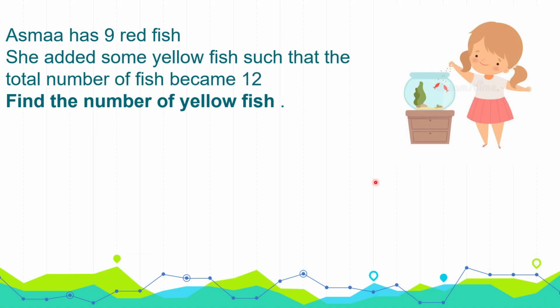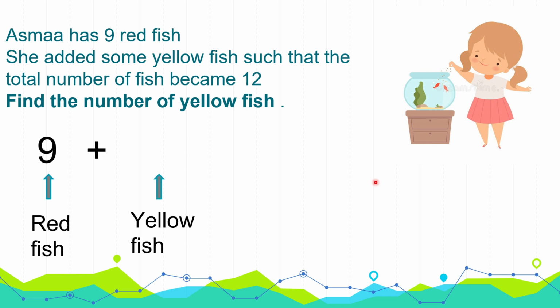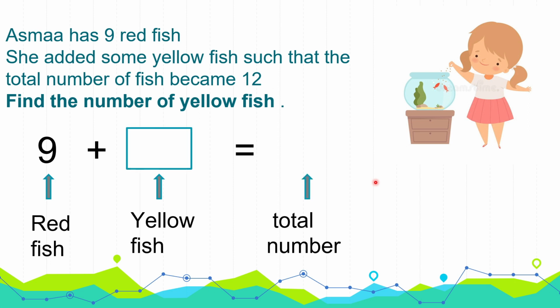Okay. Another question. Asma has 9 red fish. She added some yellow fish such that the total number of fish became 12. Find the number of yellow fish. So she had 9 red fish, and she added some yellow fish. We don't know how many. And she has now a total number of 12.